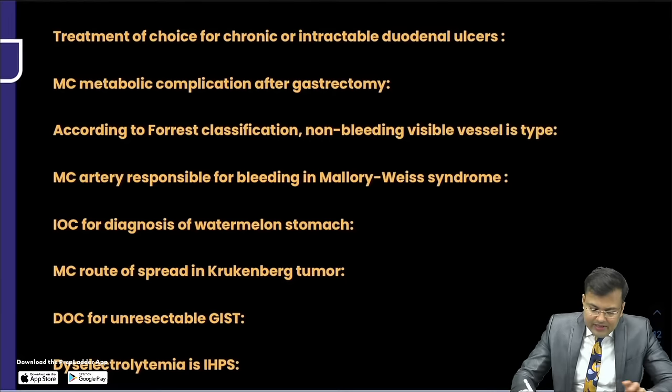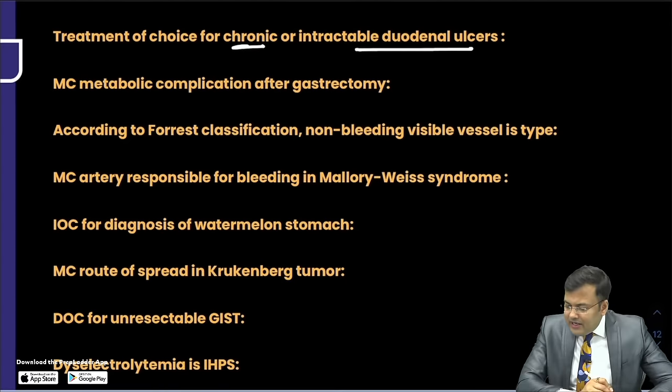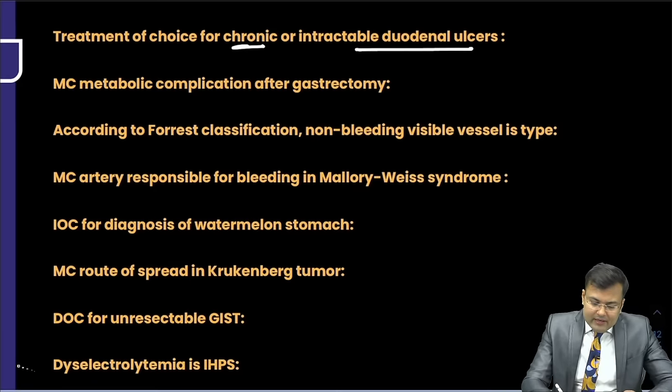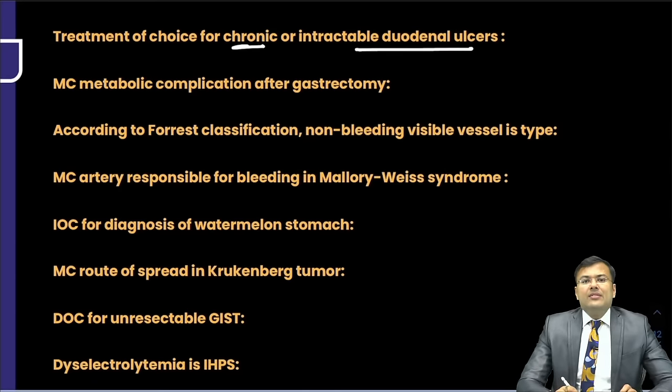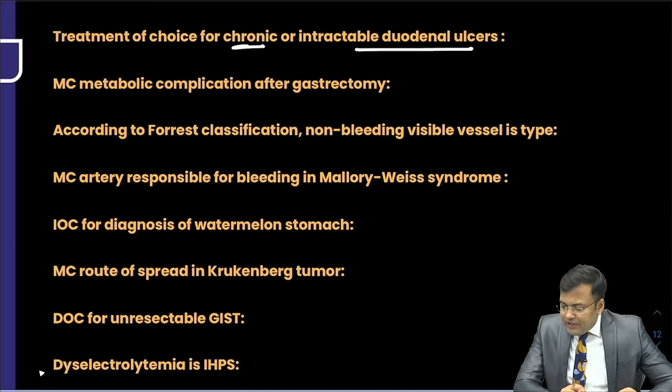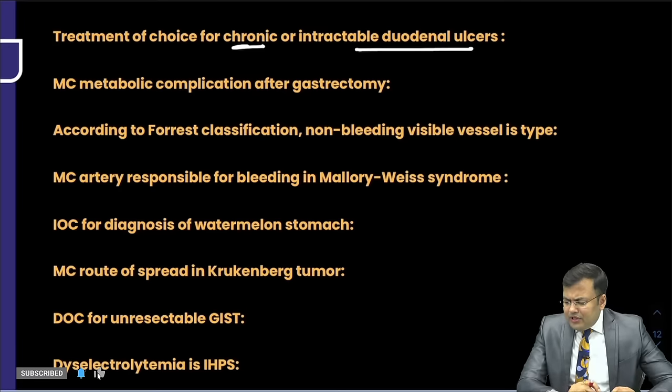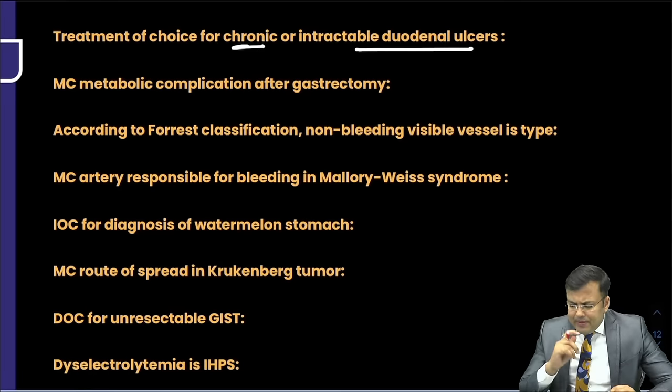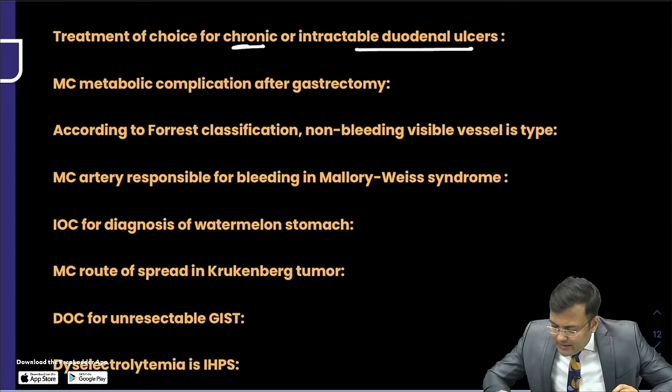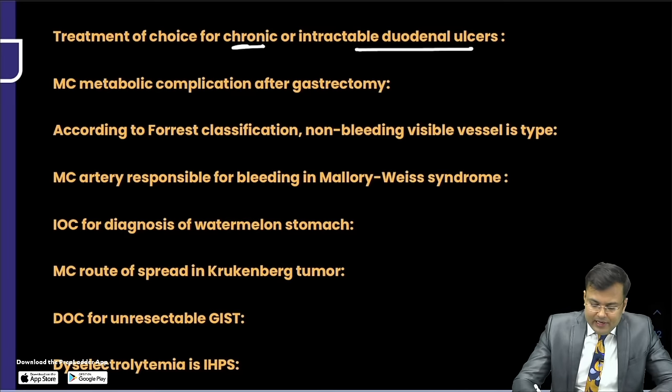Very good, guys. Next, what is the treatment of choice for chronic or intractable duodenal ulcer? All of you are correct. Very good. Chronic or intractable duodenal ulcer, treatment of choice. Waiting for your reply. PPI? No, no, it's not PPI. Not PPI. Some vagotomy, highly selective vagotomy, Mahtab Alam. Very good, Mahtab. It is highly selective vagotomy.